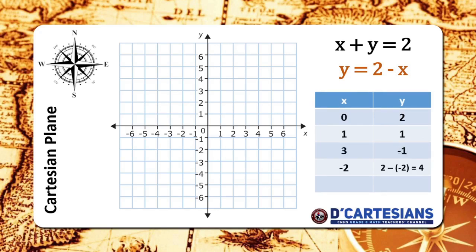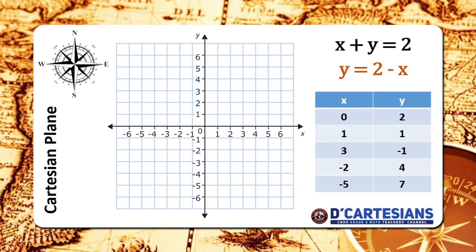What if x is negative 2? Then y would be 2 minus negative 2 equals 4. And another example, what if x is negative 5? Then we will have y equals 2 minus negative 5, which will give us 7. So, ano mapapansin nyo? Meron na tayong mga ordered pairs. We can now plot the points.